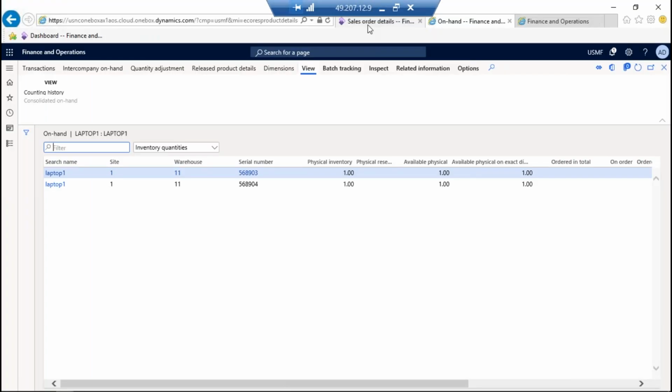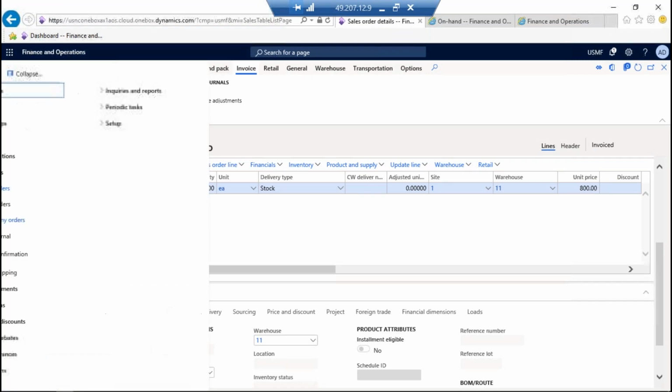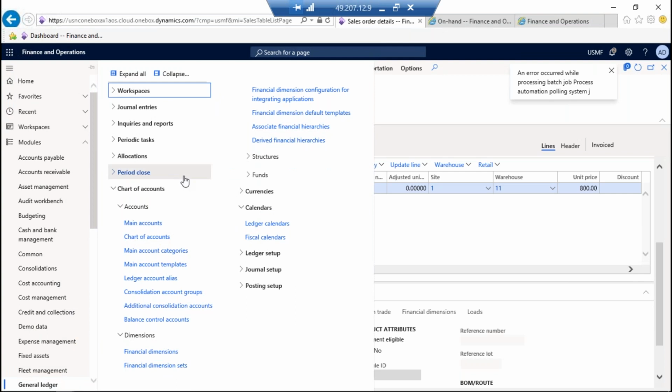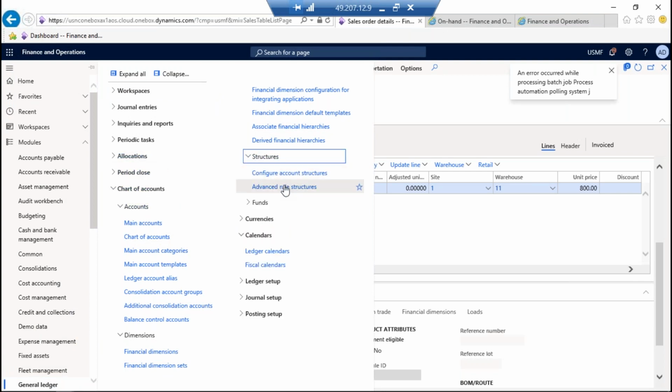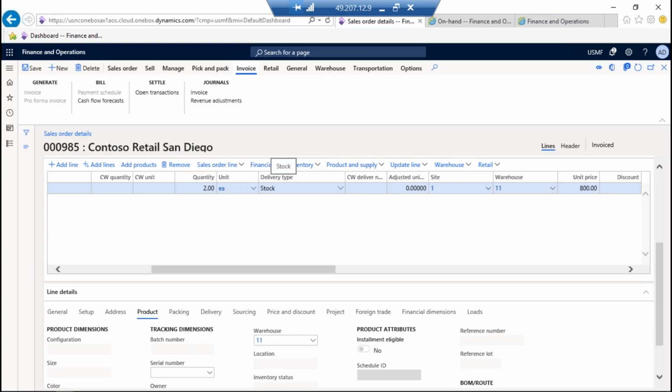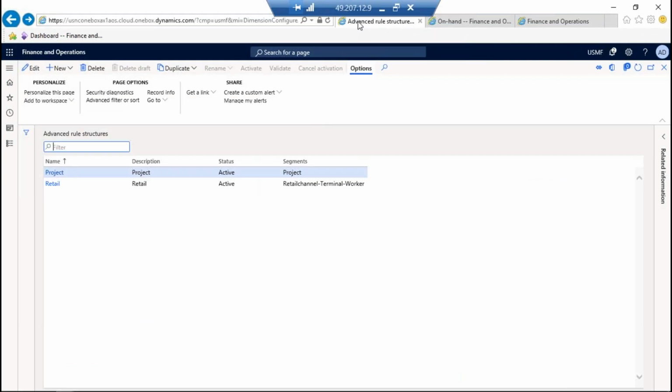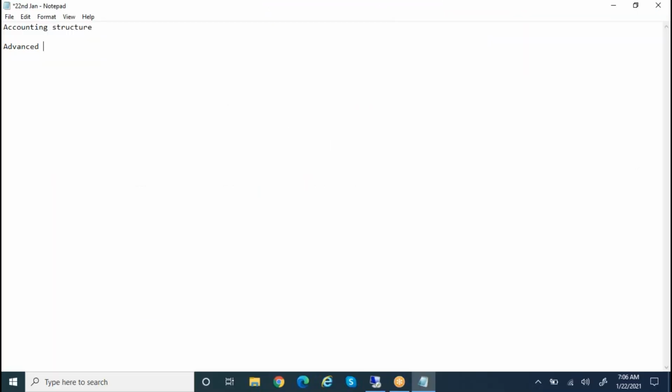So let me go to the general ledger module. General ledger, accounts, structures, advanced rule structures. You can create this one. What is this advanced rule structure? To minimize accounting structures, we can use advanced rule structure. What does it mean?